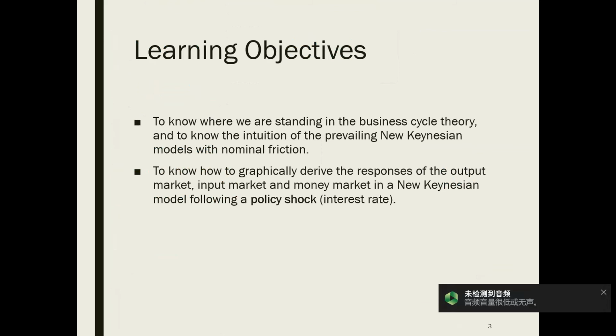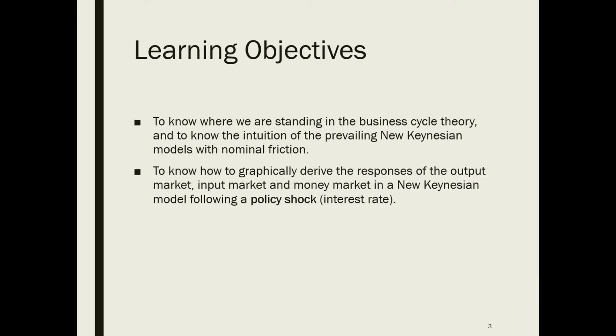So today we have two learning objectives. The first one is to know where we are standing in the business cycle theory, and to know the intuition of the prevailing new Keynesian models with nominal frictions. And the second learning objective is the focus of this lecture. That is to know how to graphically derive the responses of the output market, input market, and money market in the new Keynesian model after a policy shock. And this policy shock is the monetary policy shock in the form of an interest rate change.